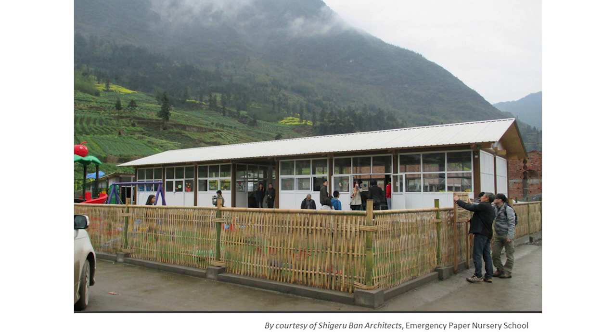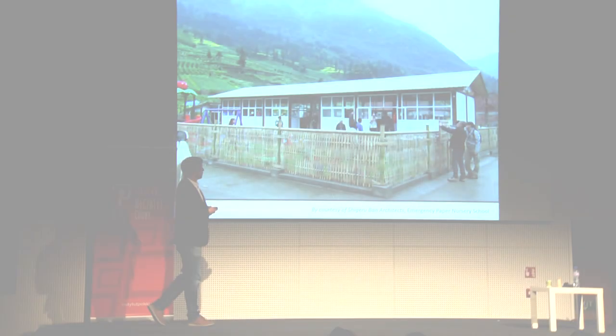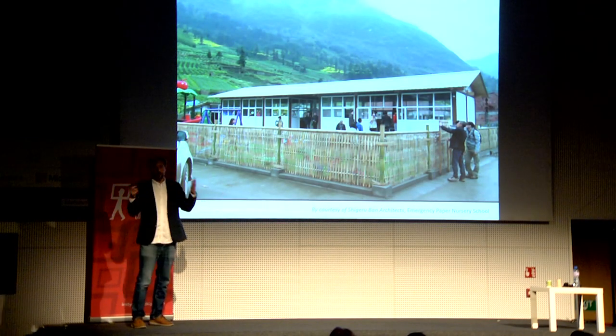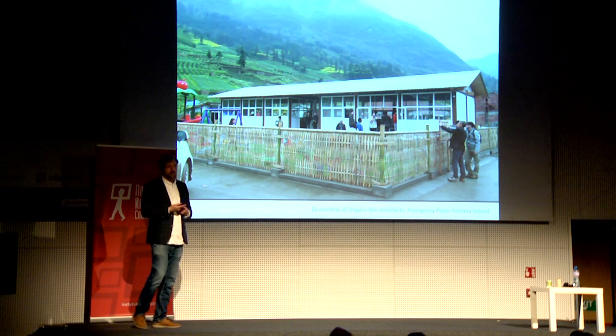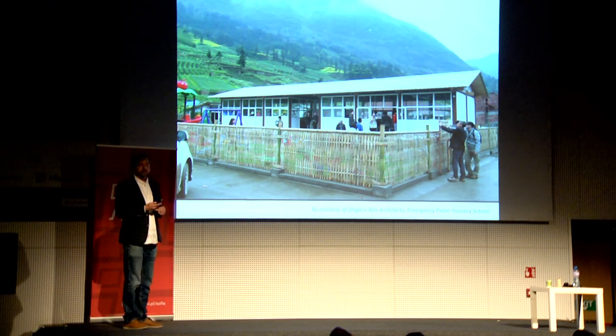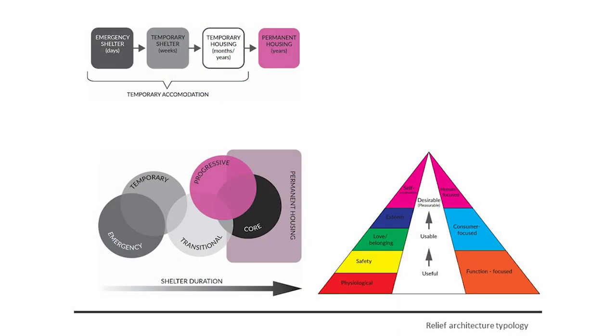And this is the building on the day of opening, so I think it's March 2014. So we came to the final chapter, which is emergency architecture, and there are several types of shelters. I mean, before you could see the schools, but now the most important is housing, right?